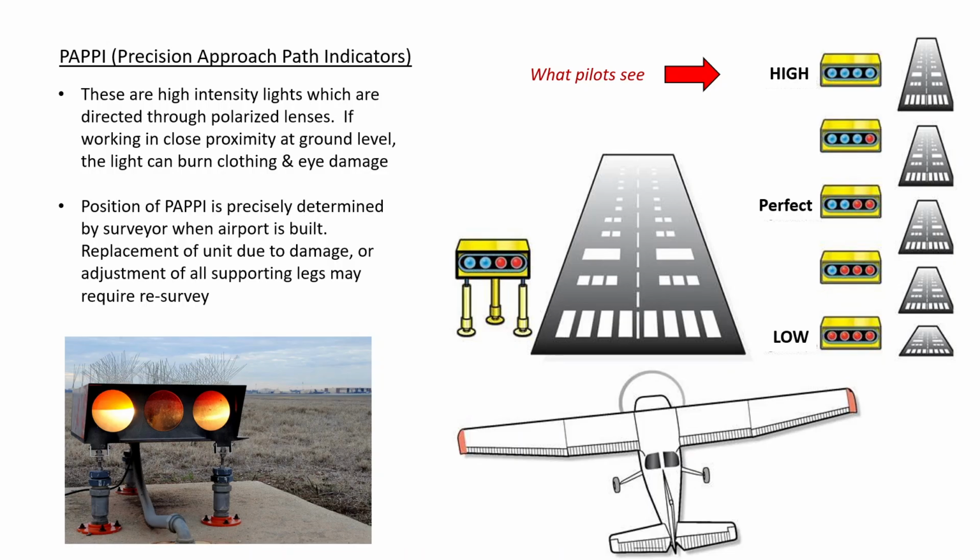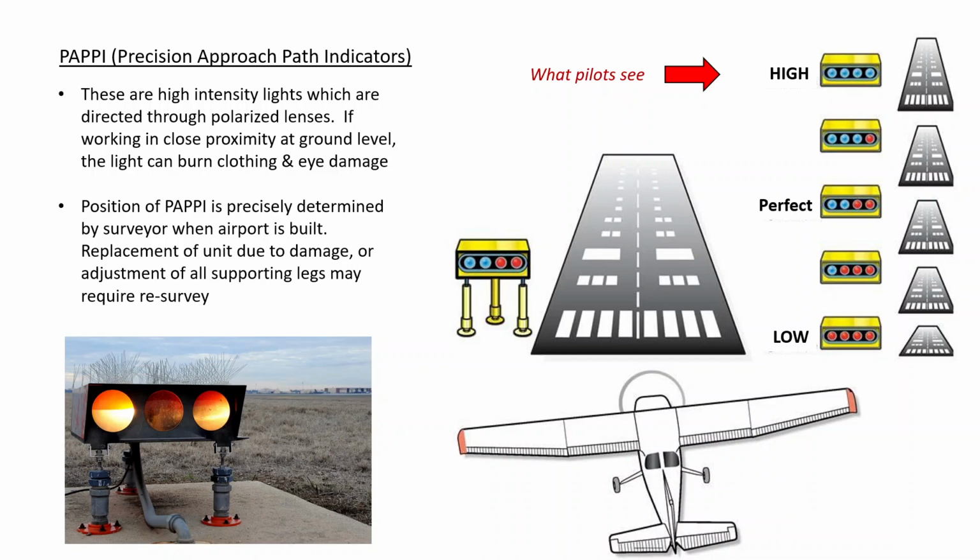So these are high intensity lights which are directed through polarized lenses. If working close in proximity to these at ground level, the light is strong enough to burn clothing and damage eyes. The position of the PAPI is precisely determined by a surveyor when the airport is first built. Replacement of the unit due to damage or readjustment or adjustment of all supporting legs may require a resurvey.